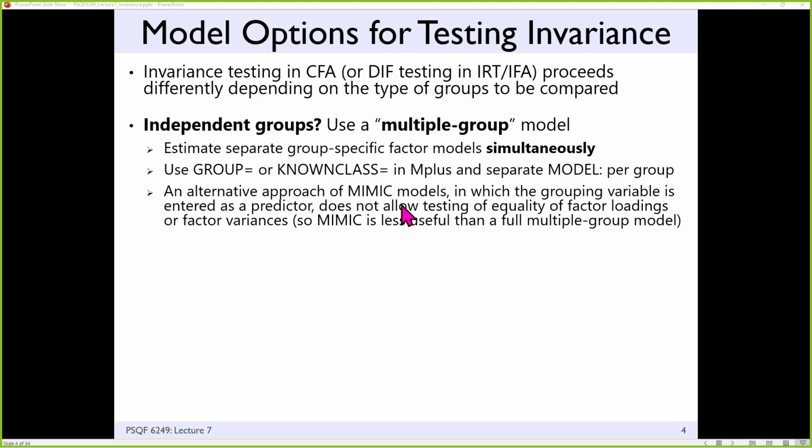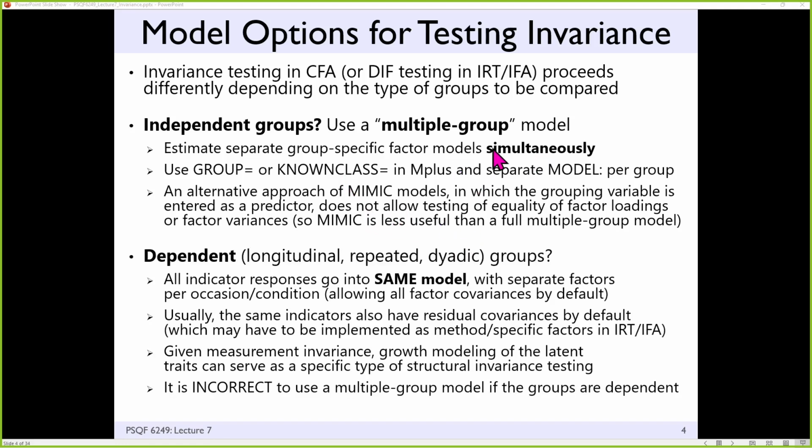All right, so MIMIC models anyway. That's where I was going with this. Those models are where you put group in as an observed variable with arrows for direct slopes going to the trait and to the individual item boxes. You cannot test whether the loadings differ if you do it that way. So you can only look at group differences in intercepts or thresholds, not loadings, and that's why that way is not as useful. So we're not doing it that way.